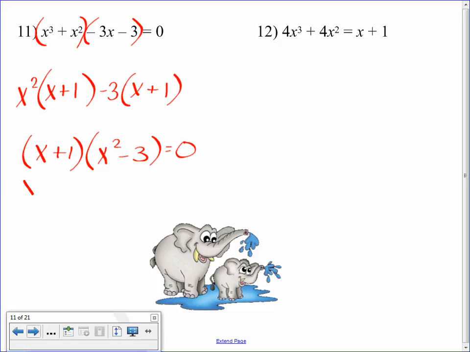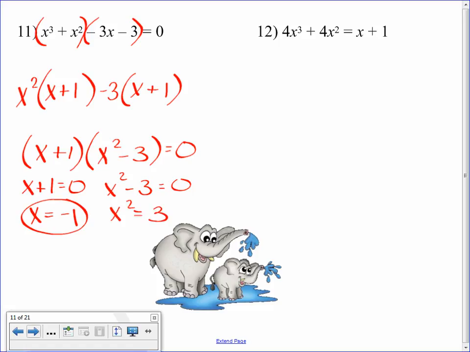So now we solve. So x plus 1 equals 0. X squared minus 3 equals 0. And we solve. So x equals -1. Here, add 3. Square root, plus or minus radical 3. And we're done. That's it. 4 terms isn't bad.